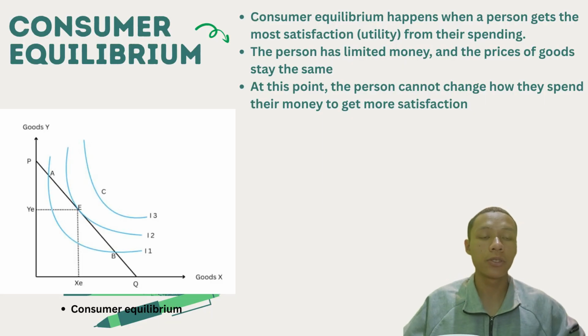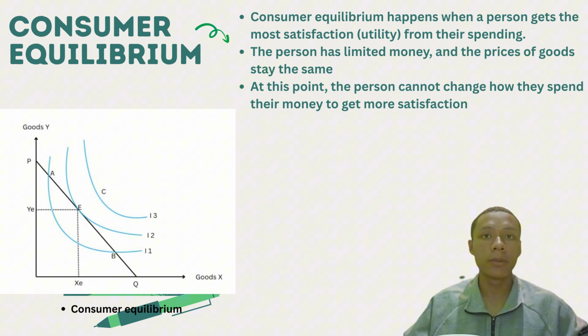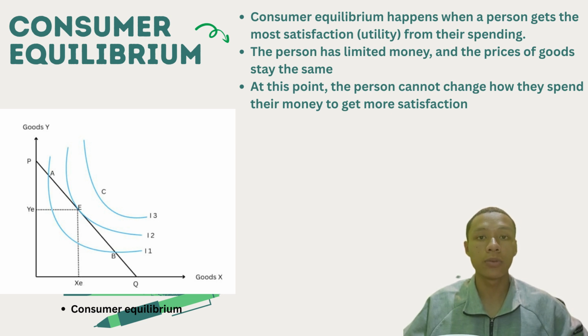Move to consumer equilibrium. Consumer equilibrium happens when a consumer maximizes their satisfaction or utility with limited income and constant prices. In other words, the consumer is in a situation where they cannot change the pattern of how they spend to get more satisfaction without going over the budget.